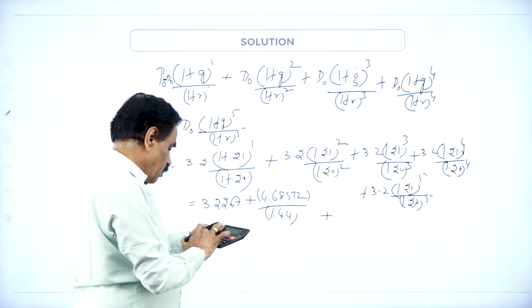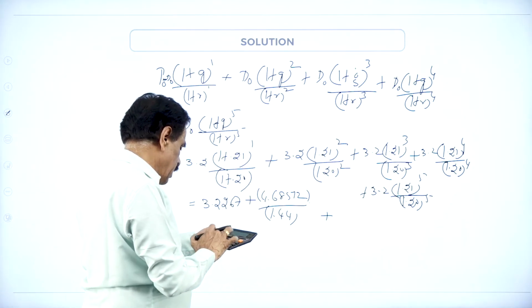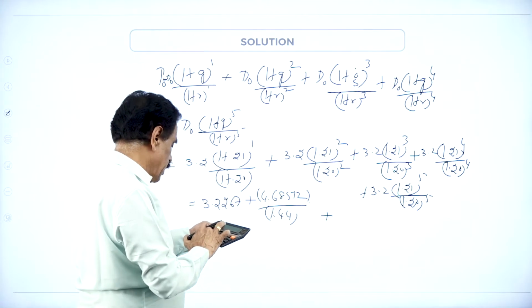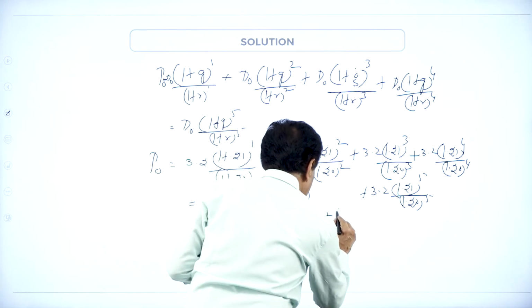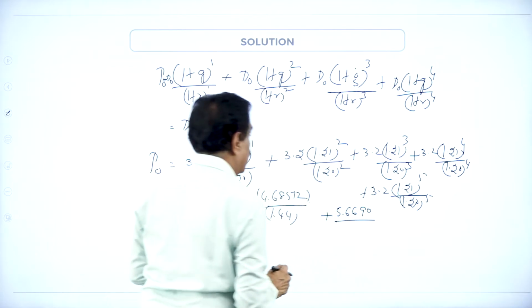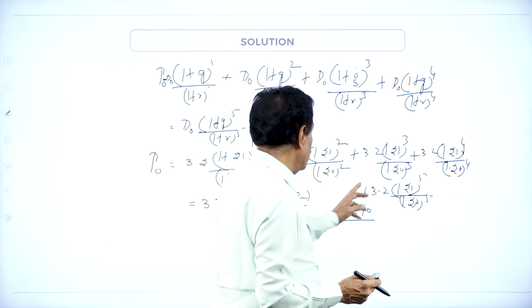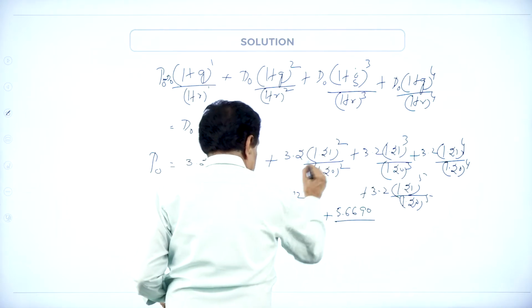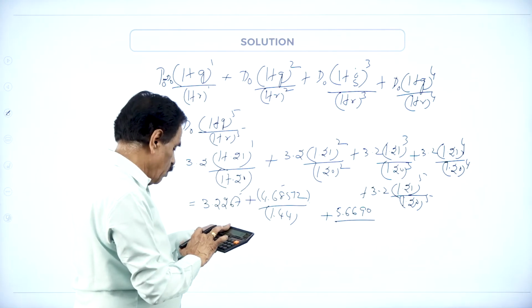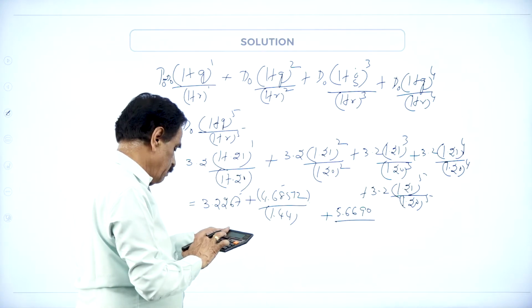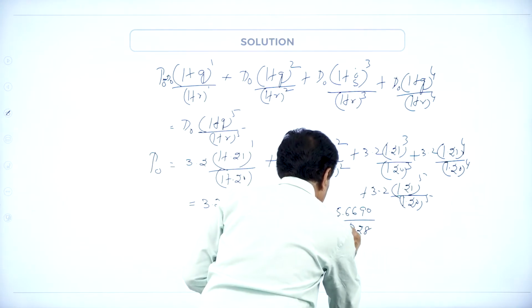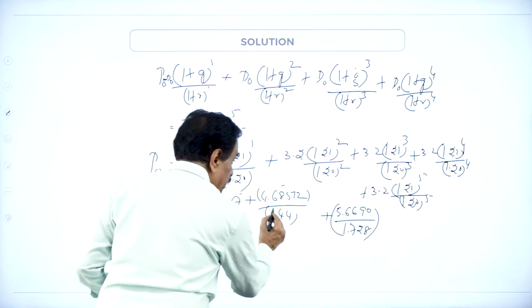1.21 into 1.21 into 1.21 into 3.2, 5.6690 divided by 1.20 into 1.20 into 1.20, 1.728. This is for the third year. This is for the first year, second year, third year.